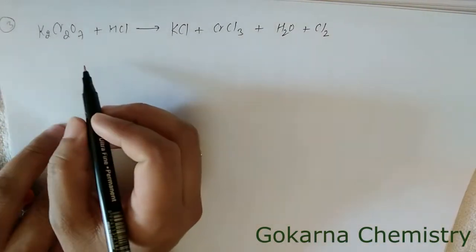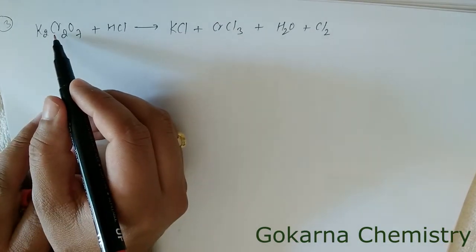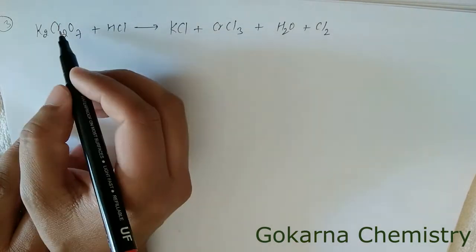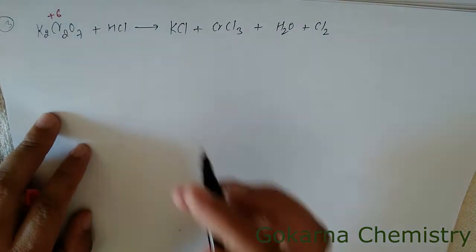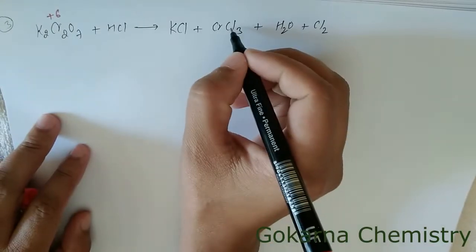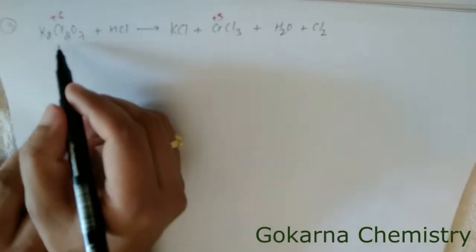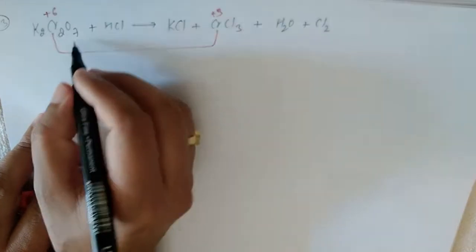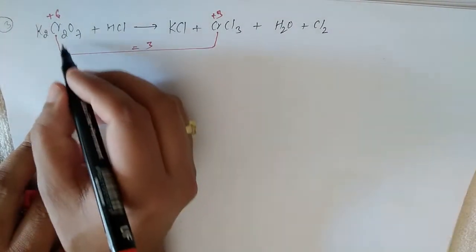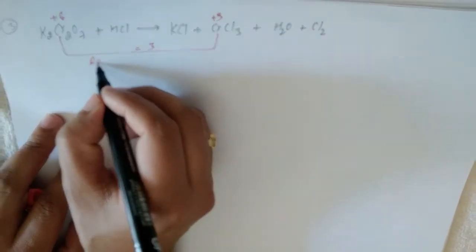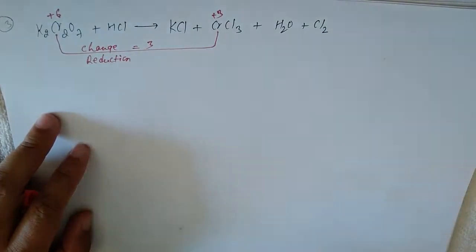It's a very important example. In this chemical reaction, there is a D block element, chromium, so you have to calculate the oxidation number of chromium here. Here chromium is in +6 oxidation number. You can calculate it by oxidation. And here is Cl in -3 and +3 oxidation number. So the change in oxidation number for Cr, from +6 to +3, is 3. This is reduction, and change equals 3.